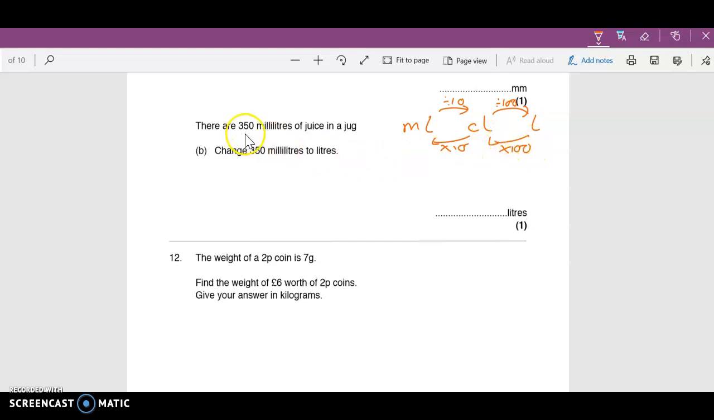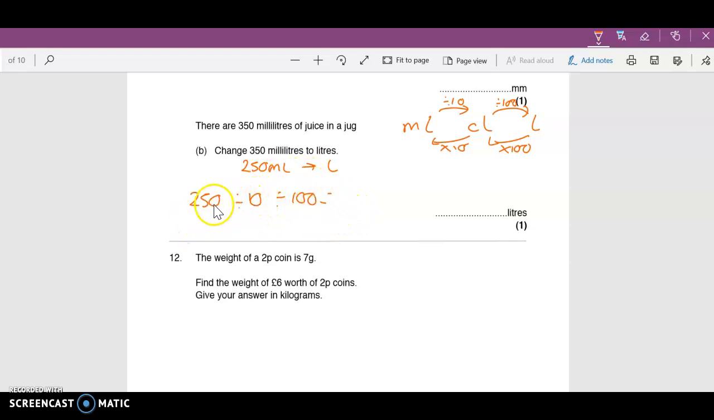Okay, let me do another one. Let's say we turn 250 milliliters into liters. So I'm going from here all the way to here, so I'm going to do these two things. I've got 250, I'm going to divide by 10, and then I'm going to divide by 100, which is overall divided by 1,000, but it doesn't matter if you do it in stages.